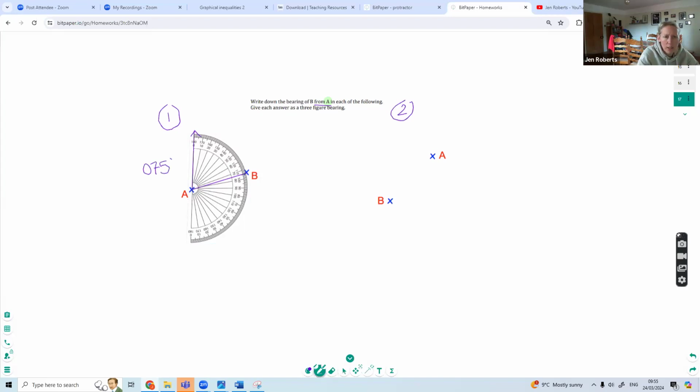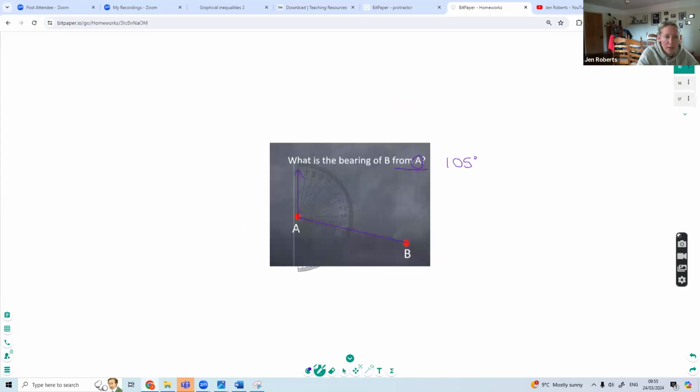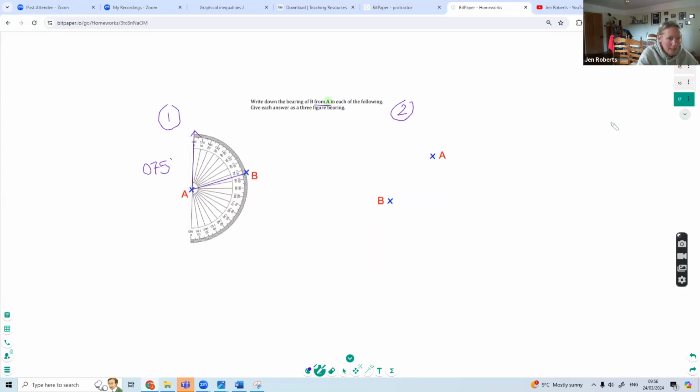Just make sure I did that on the last two questions, so that was okay. Oh, we didn't need it. We already had three figures with those. Okay. Let's look at this one. Again, we need B from A. So we're drawing our north line from A.